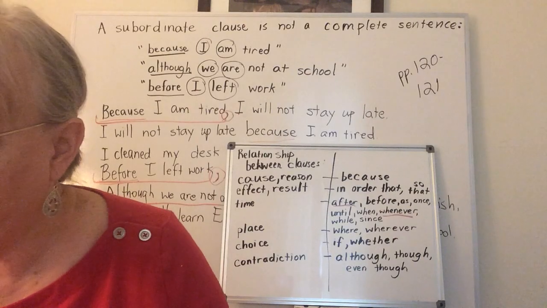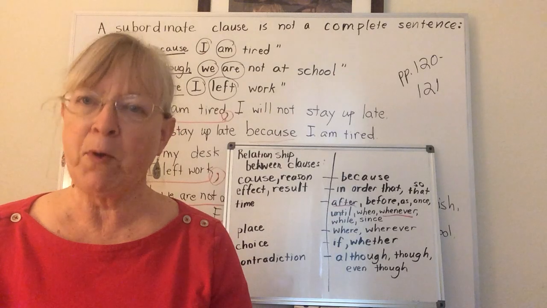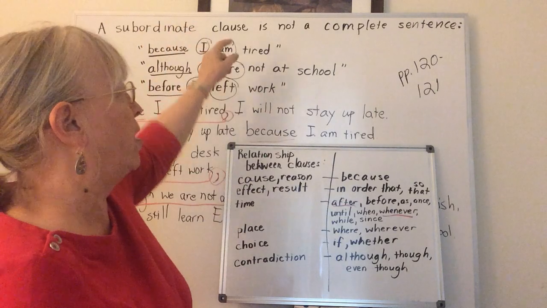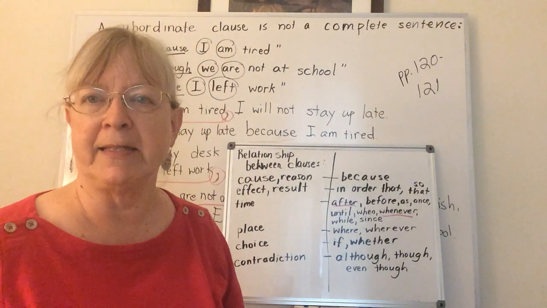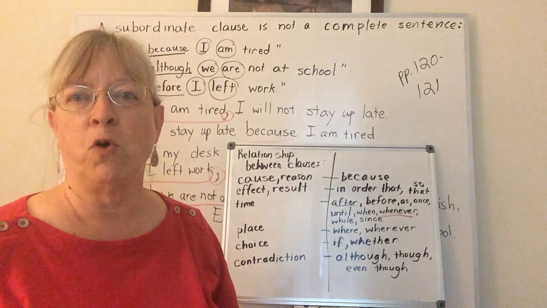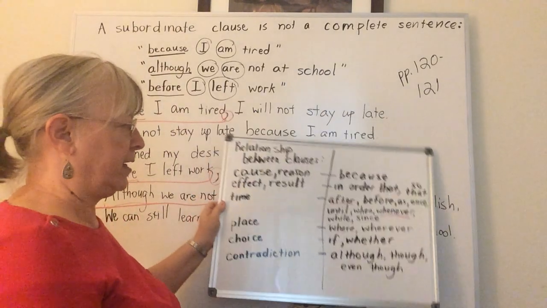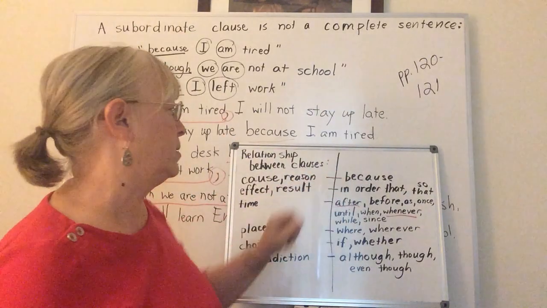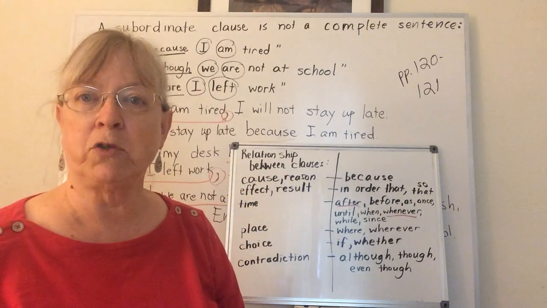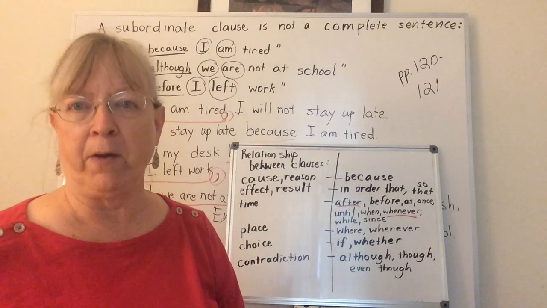But now we're going to talk about subordinate clauses and subordinate conjunctions. A subordinate clause is not a complete sentence. It has a noun and a verb, but it is not a complete sentence. It starts with a subordinate conjunction. Here are the subordinate conjunctions. Because, which tells us a cause or a reason. I am teaching school from home because there is a virus going around.